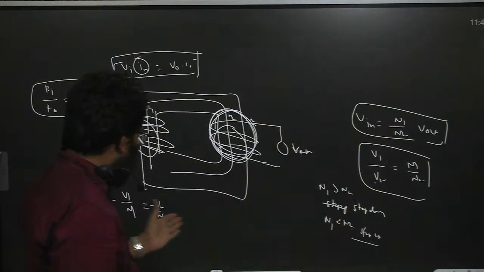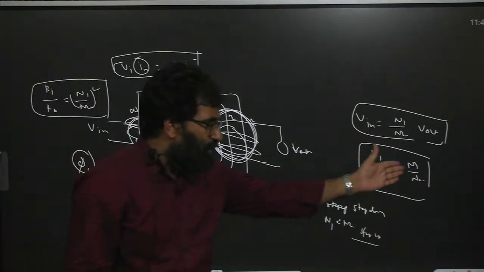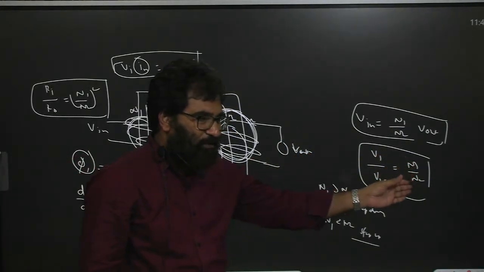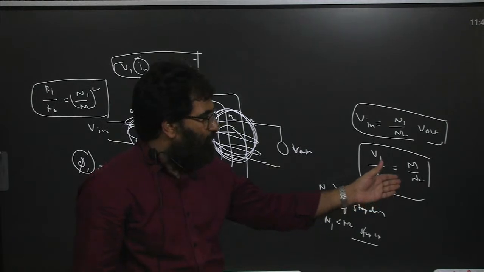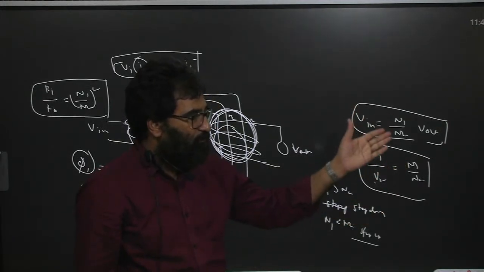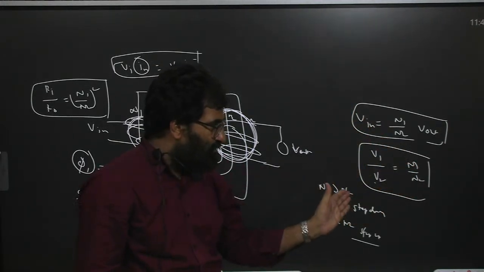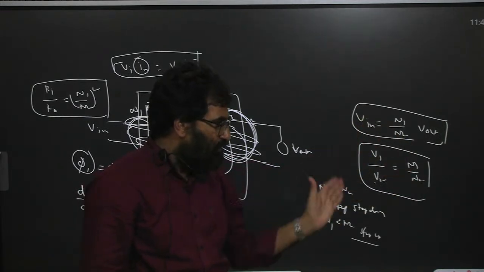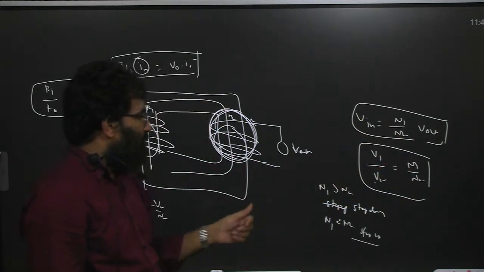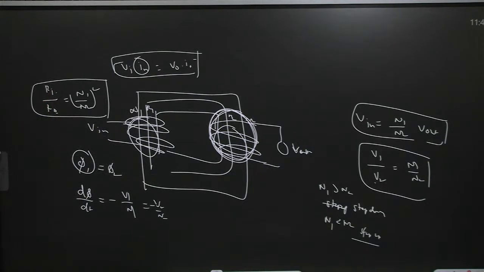V input by V output is equal to N1 by N2. If N1 is more than N2, it is a step down transformer, and the final voltage is less than the initial voltage. If N1 is less than N2, it is a step up transformer, and the final voltage is more than the initial voltage. Resistance input and output is also in the ratio N1 by N2 whole square. Clear?